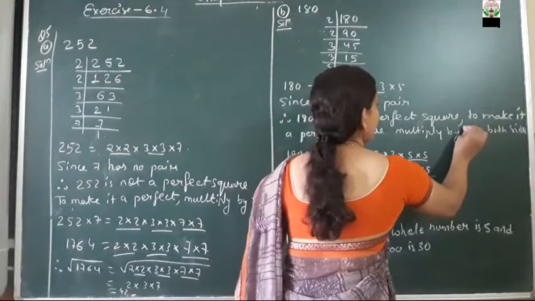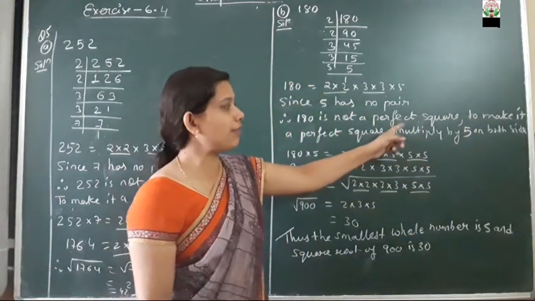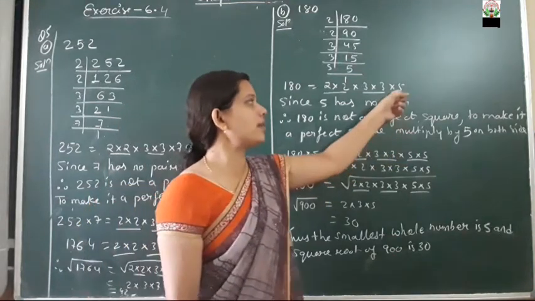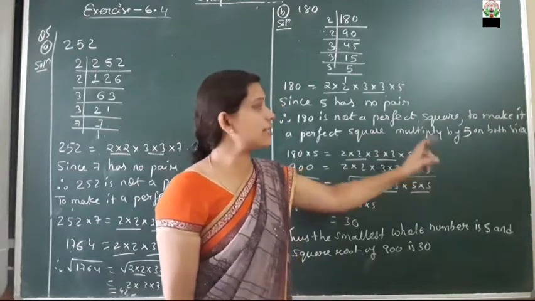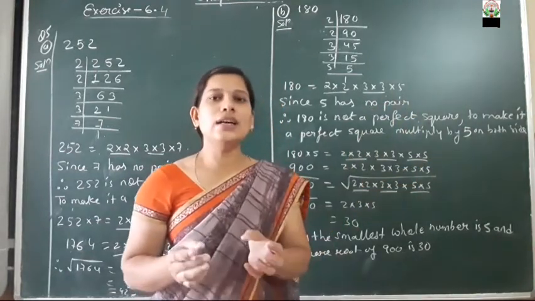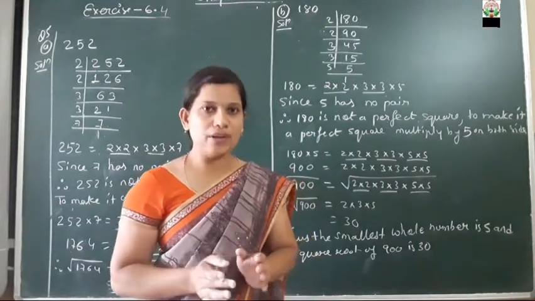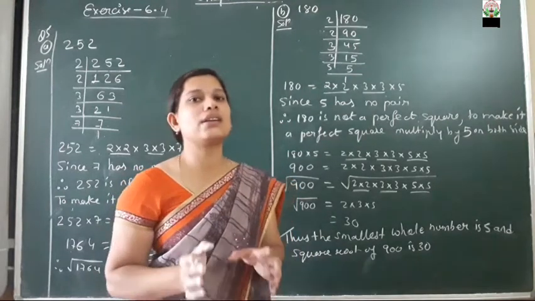Here I have written 7, but it will be 5 on both sides. So it will be multiplied with 5 on both sides. Hence multiplying 180 with 5 and this number here one more 5 will be multiplied. Why are we multiplying 5 on both sides? Because 5 is the factor which is unpaired and that is the smallest whole number. So that smallest whole number will be multiplied on both sides to make it a perfect square.